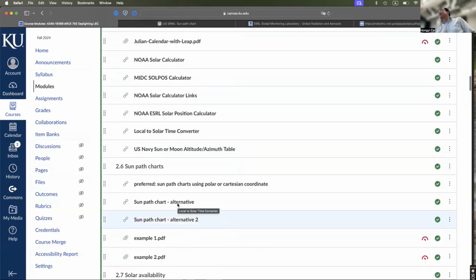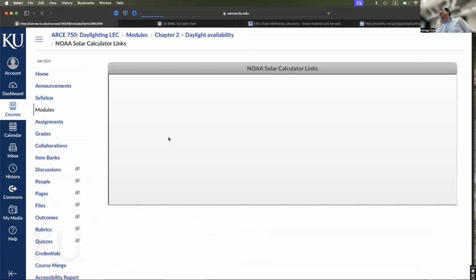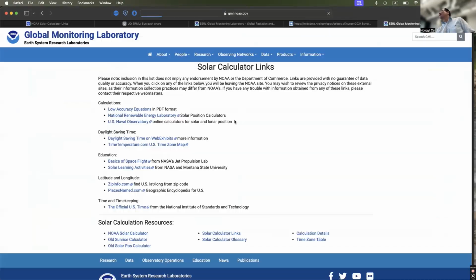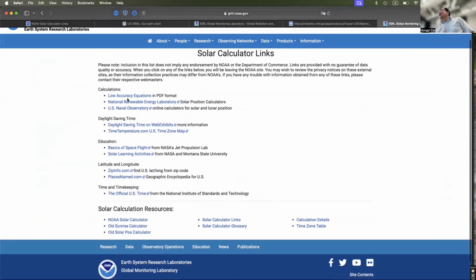Another one will be the... Let me see if this is a little bit different. No, we have the calculation, low accuracy equations. You see the low accuracy equations. That means for some calculations, they are approximate, so sometimes you can see differences. Keep that in your mind. If there is a 5 or 10% difference, it does not mean your calculation is wrong, just that you used low accuracy equations to approximate.